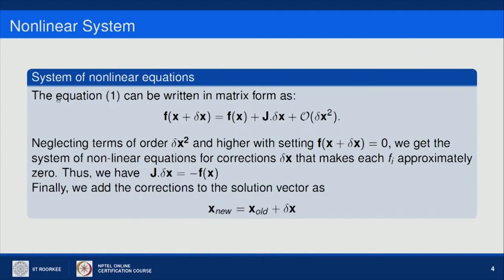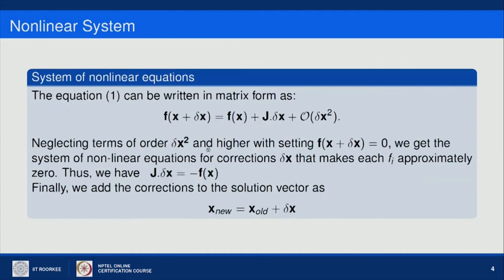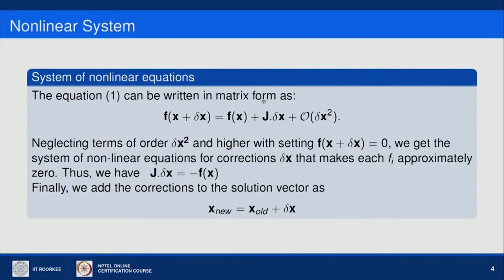Moreover, we can write equation 1 in matrix form as f(x plus delta x) equals f(x) plus J times delta x plus second order and higher order terms. Here you can notice that we had a vector, which we have written as f of x, and then the Jacobian matrix, which comes from the term summation j equals 1 to n del fi over del xj. So for the ith equation, it will be del fi over del x1 into delta x1 plus del fi over del x2 into delta x2 and so on up to nth. So we have written it in matrix form in this way.